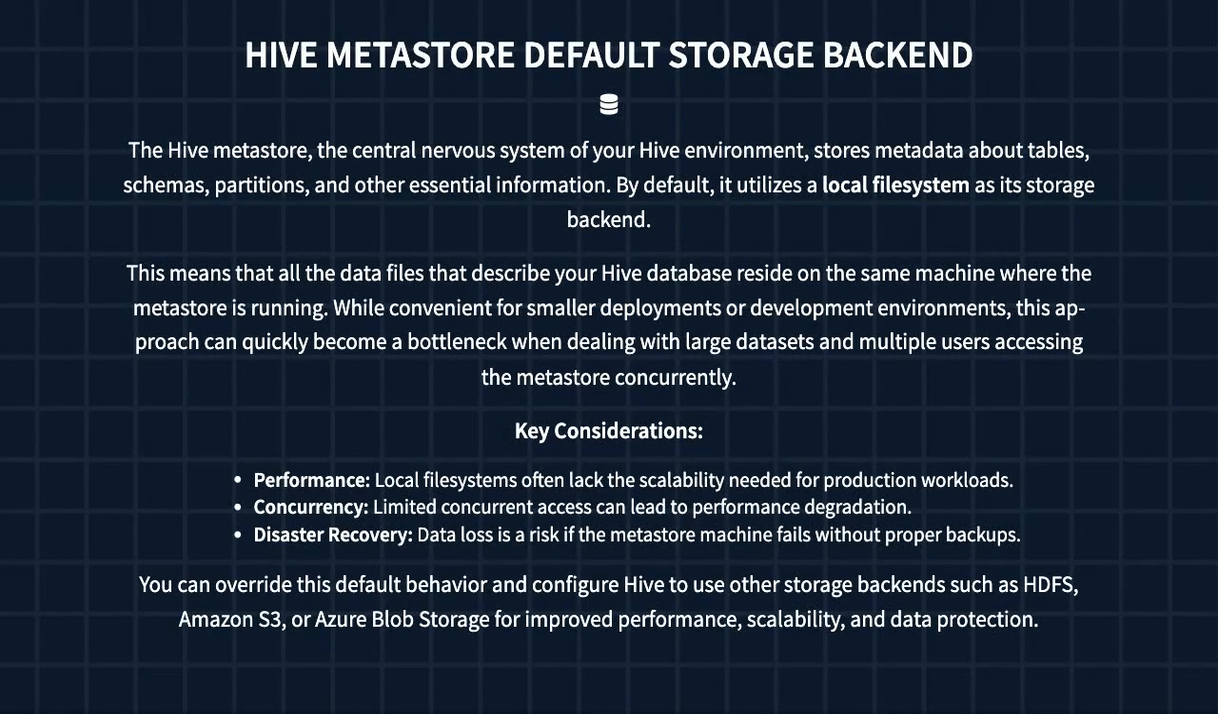Okay, let's talk about the default storage backend for the Hive Metastore. By default, it lives on your local file system. Think of it like a really organized folder on the same machine running the Metastore. It's simple to set up initially, especially when you are developing or working with smaller data sets. However, as things grow bigger and more users start accessing it, that local file system can become a major bottleneck. Think about it, lots of people trying to read from and write to the same folder at the same time. So while convenient for getting started, remember that scaling up often requires switching to something like HDFS or cloud storage solutions for better performance and reliability.